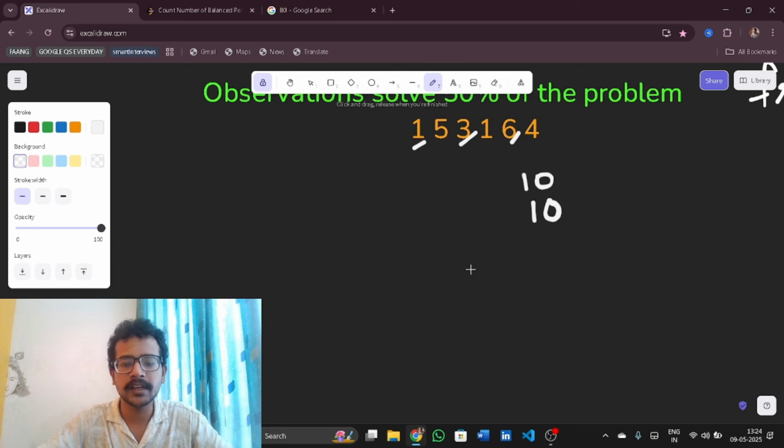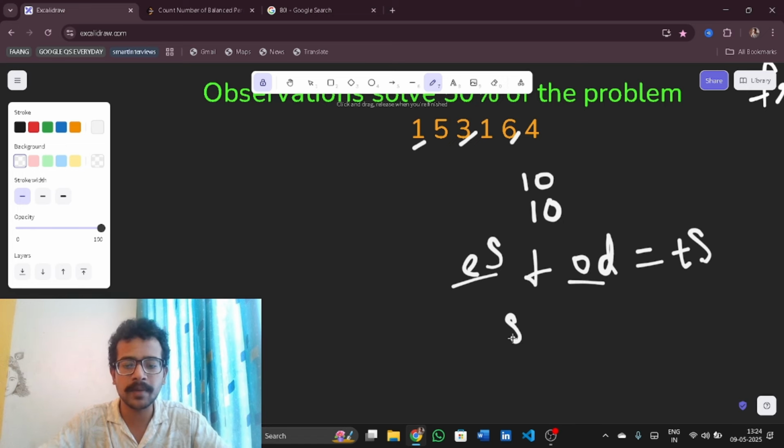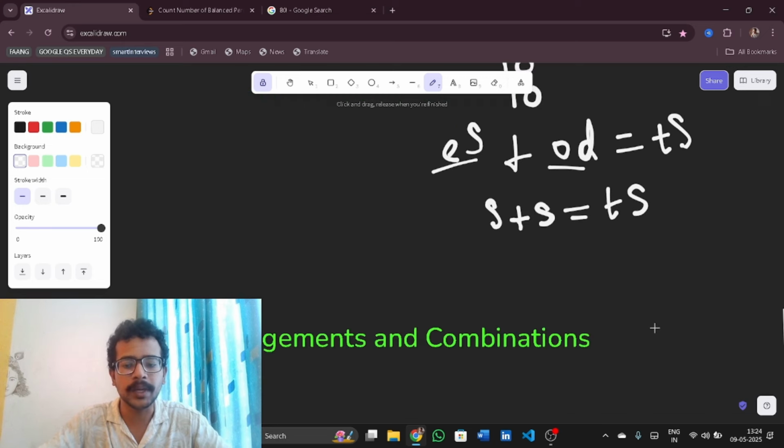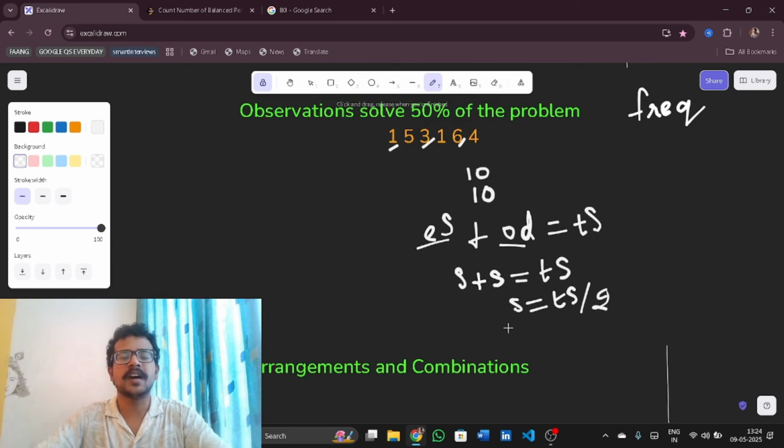But if you see, the even sum and the odd sum should add up to the total sum. As they are both equal, I am considering each of them as S. S plus S should be equal to the total sum. So S should be TS by 2, nothing but total sum divided by 2.